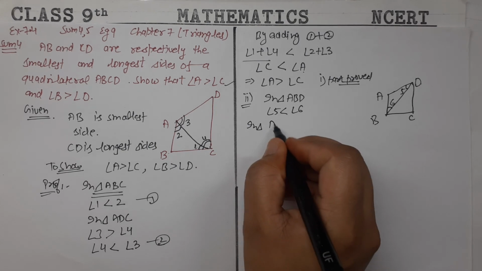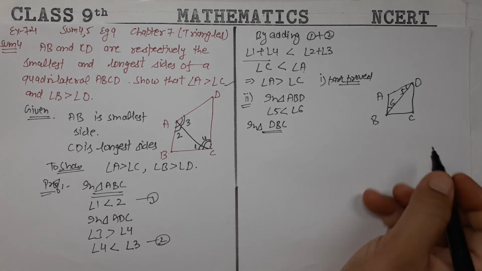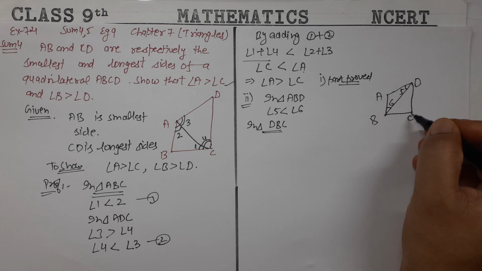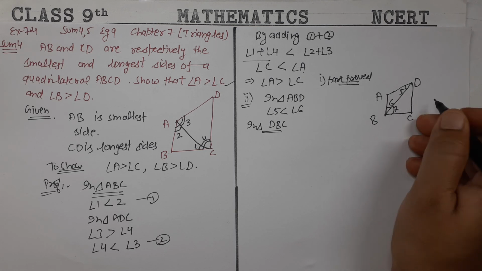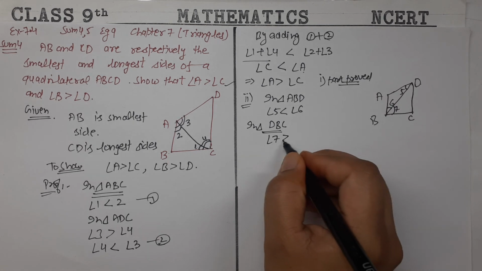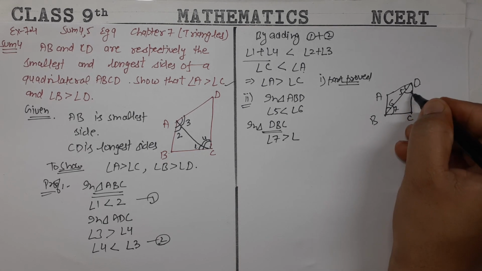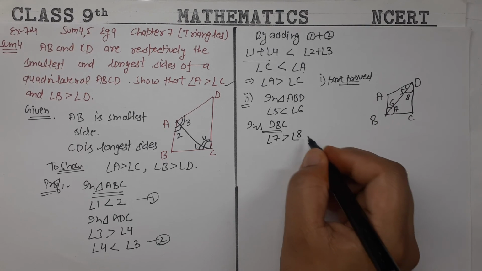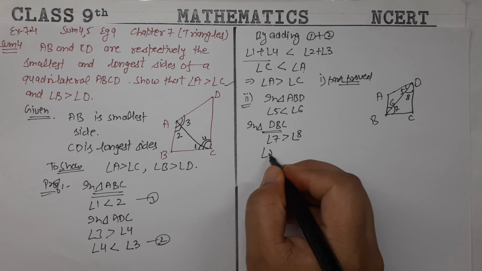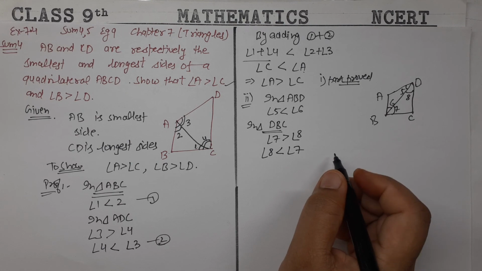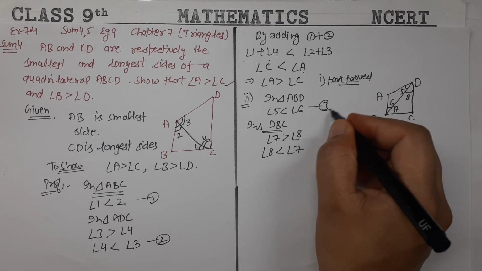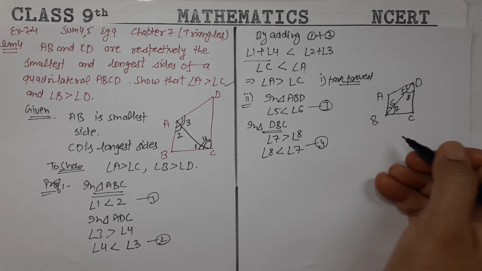In triangle DBC, CD is the longest side. In front of CD, angle is 7, which is greater than angle 8. That means angle 8 is less than angle 7. Equation 3 and 4.